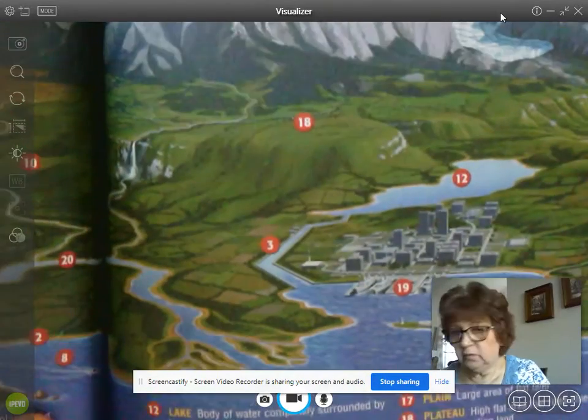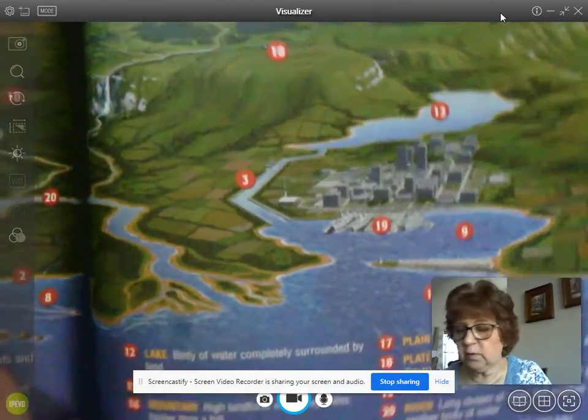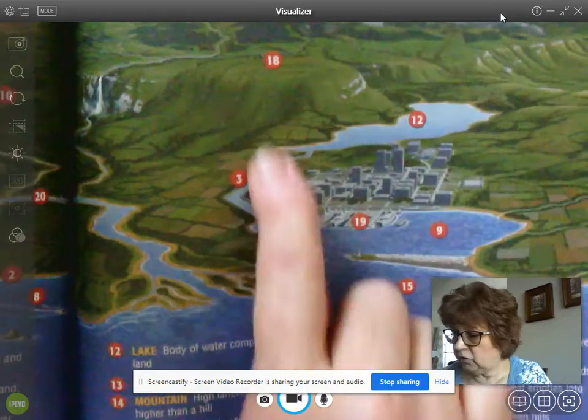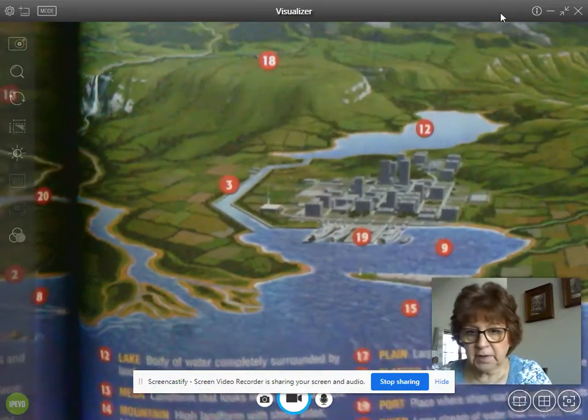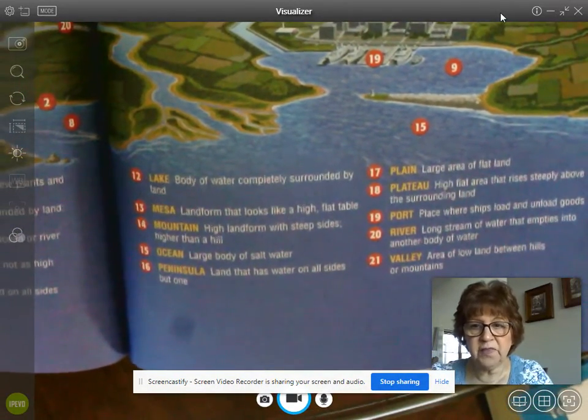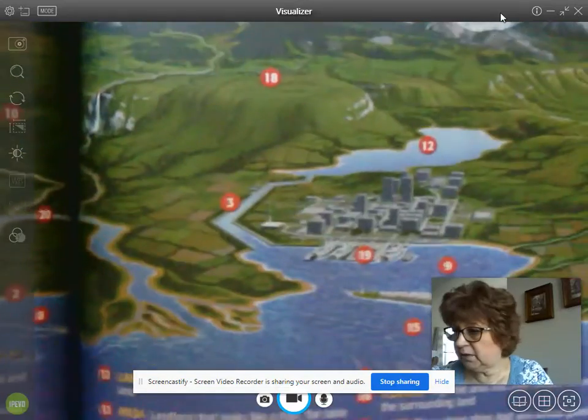And this one would give you like a diagram. So we have this picture of landforms, and you can see the spots are numbered. And then down here you have the numbers, and it tells you what that is and explains it. So this would be a diagram.